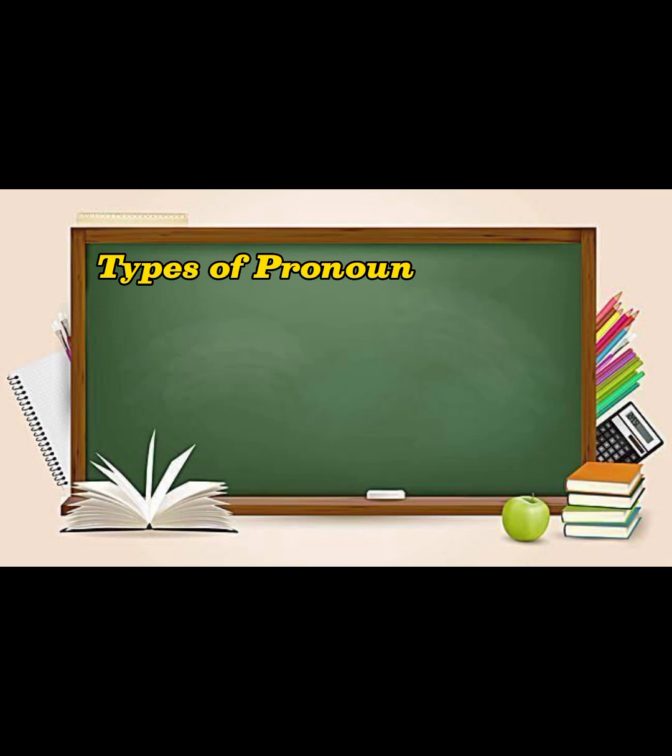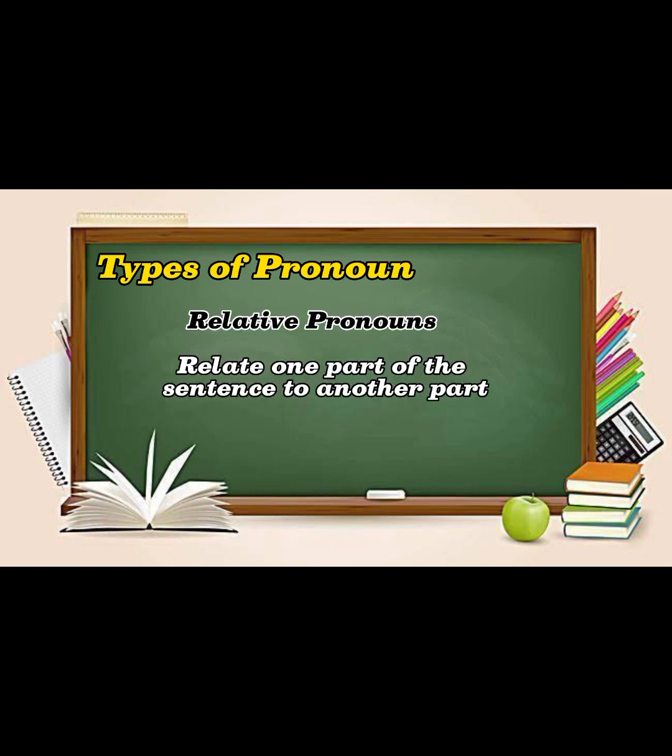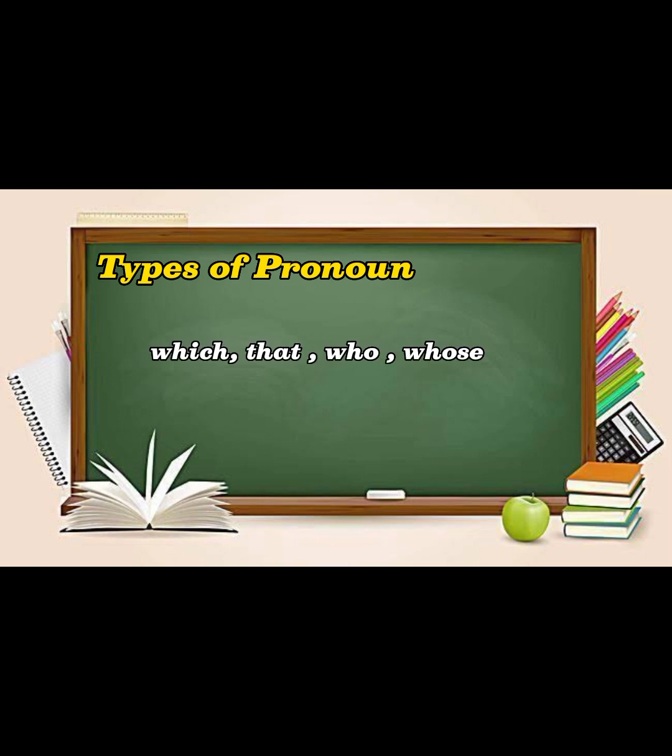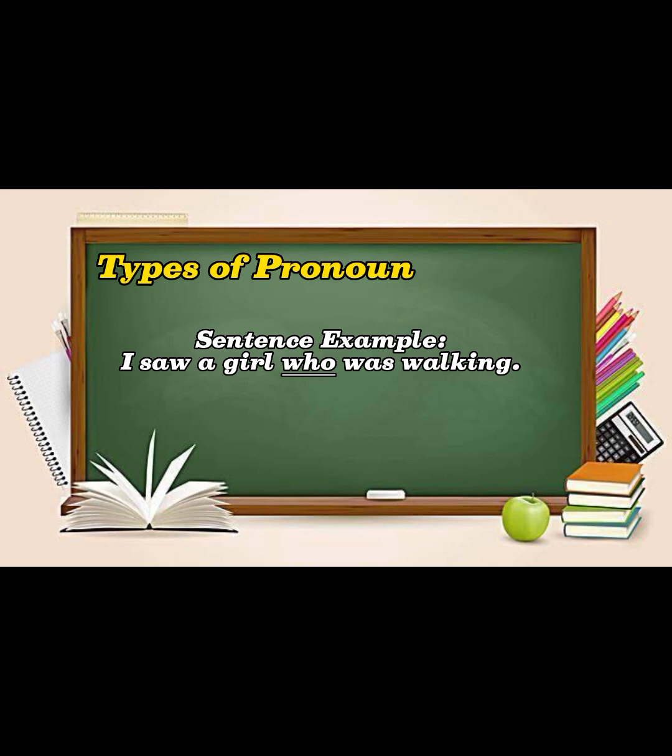Then we have another type of pronoun, and that is relative pronoun. Relative pronouns are those pronouns which are used to relate one part of the sentence to another part of the sentence. For example, as you may have gone through these words: which, that, who, whose, etc. I have taken a very easy example for you all. I saw a girl who was walking. So it's a connecting word, who is relating one part of the sentence to another. So this is called relative pronoun.